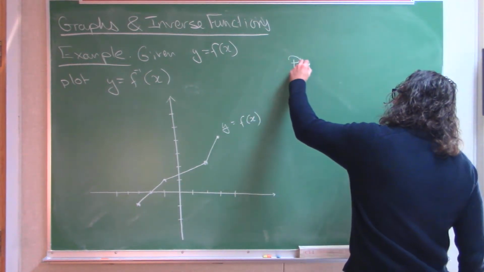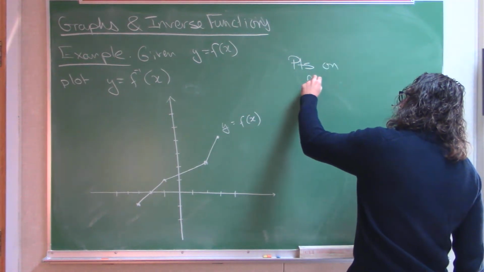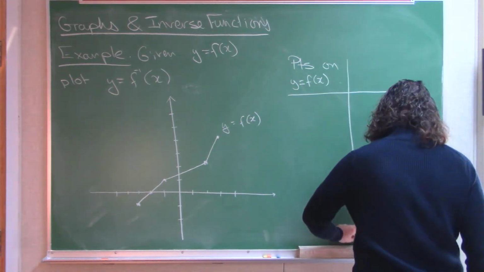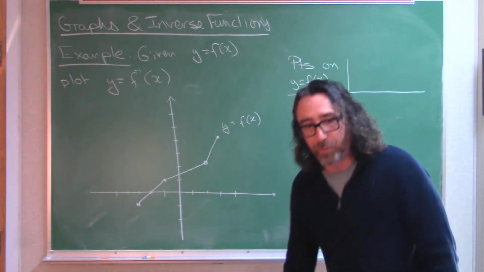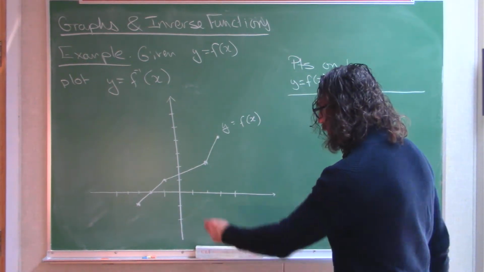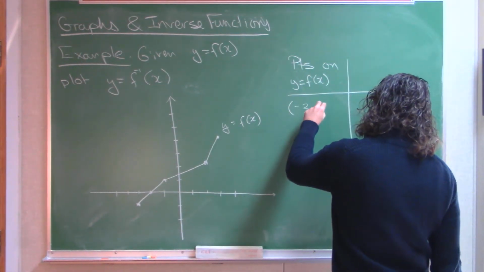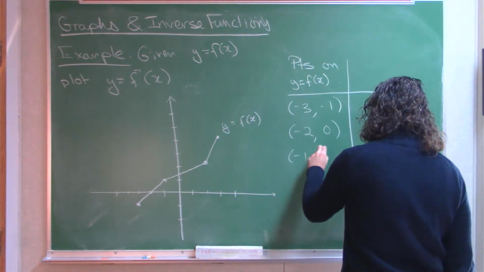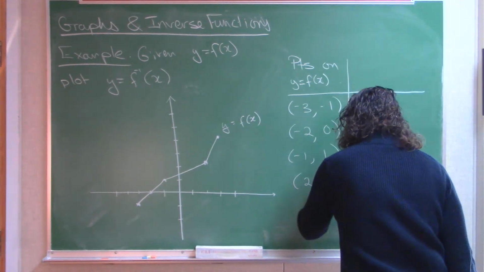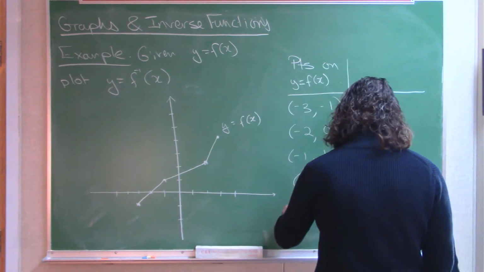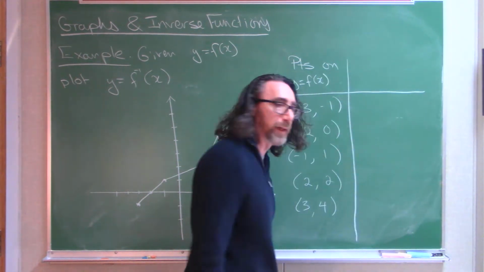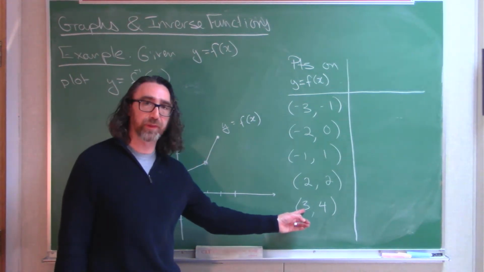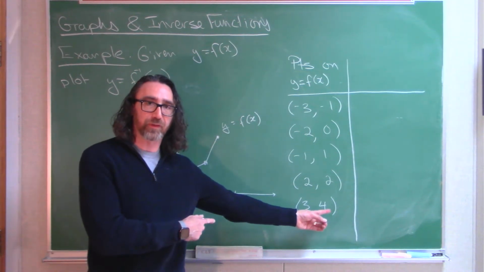Now, we got to think back and remember what it means for a point to be on the graph of a function. So I'm going to make a little catalog of the points that I have on this graph. I can see I've got (-3, -1), (-2, 0), (-1, 1), (2, 2), and (3, 4). Now remember, points on the graph are input-output pairs. If I use 3 as the input, I get 4 as the output. That's what this is telling me.